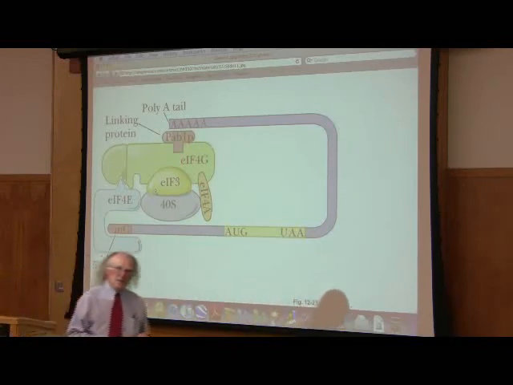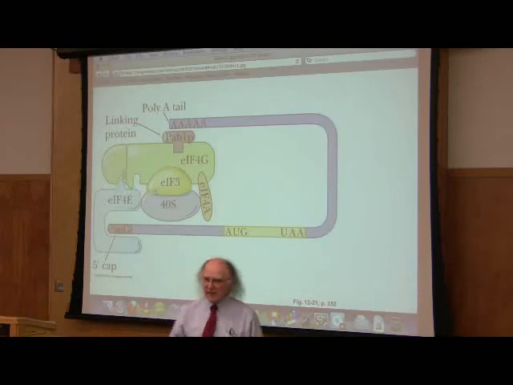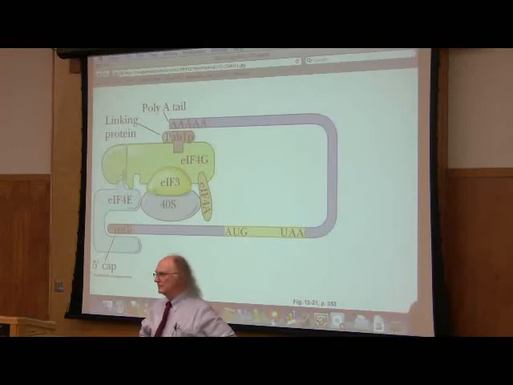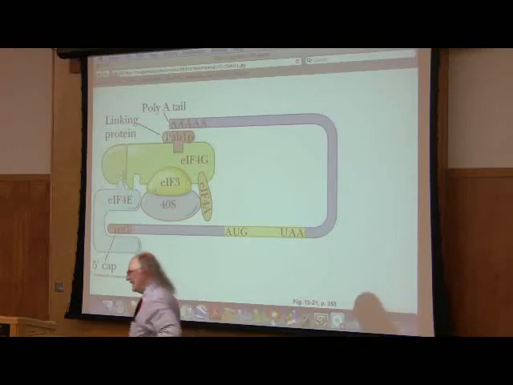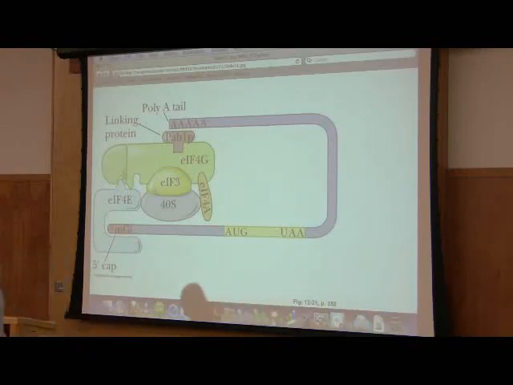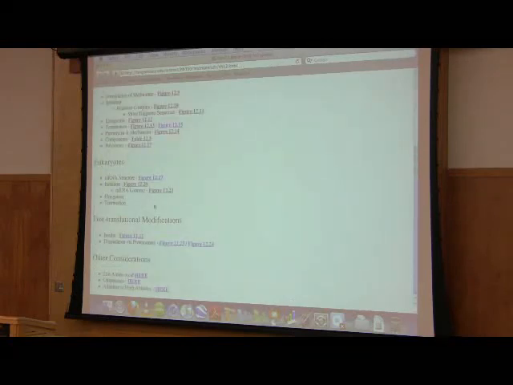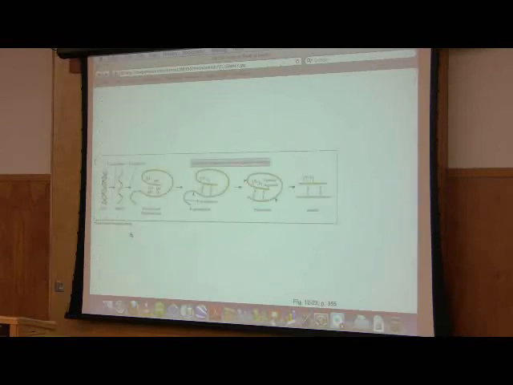Okay? If you give a eukaryotic cell a messenger RNA that lacks the cap or that lacks the poly-A, it will not be translated. So eukaryotes need those structures in order for translation to occur. Okay. Elongation, termination, and so on. All right. That is translation. We did that a little faster.